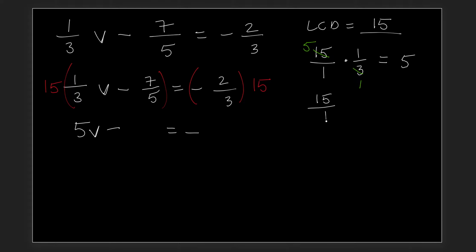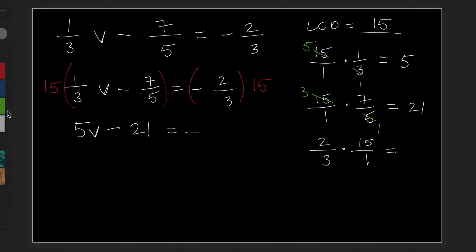And then we're looking at 15 times 7 over 5. So 15 over 1 times 7 over 5. And we can cross cancel. So 5 goes into 5 one time, 5 goes into 15 3 times. And so that looks like 3 times 7, which is 21. So 21 goes right here. And then we have 15 times 2/3, and I already considered the negative right here. So 2/3 times 15 over 1. We can cross cancel there. So 3 goes into 3 one time, 3 goes into 15 5 times. So that looks like 10 over 1, or 10.